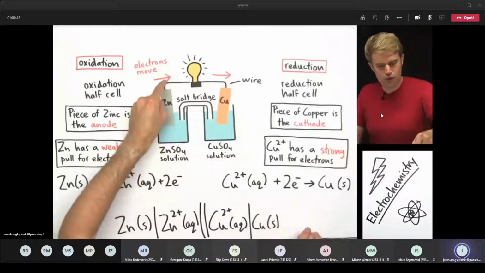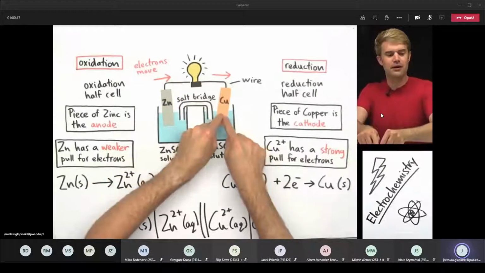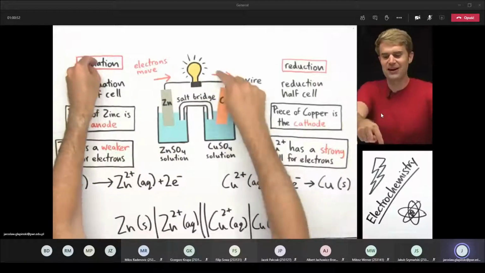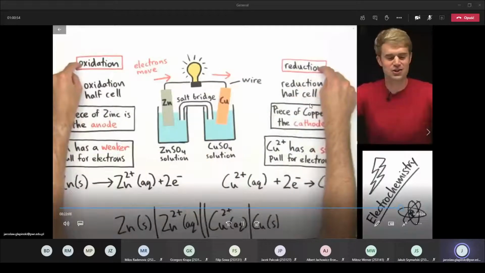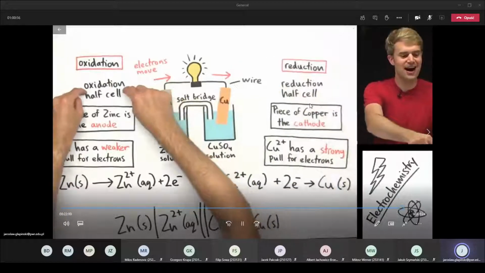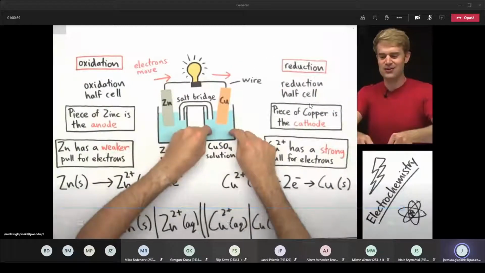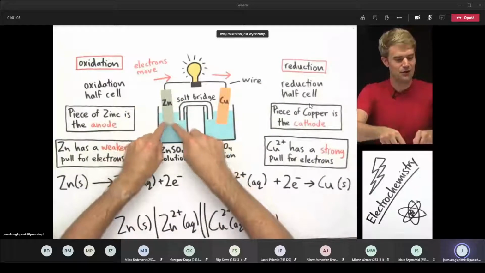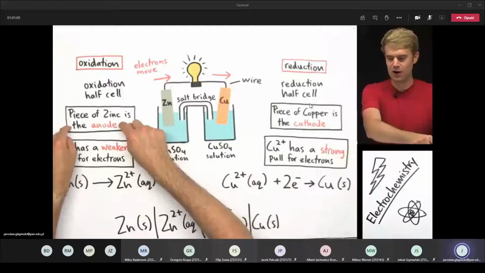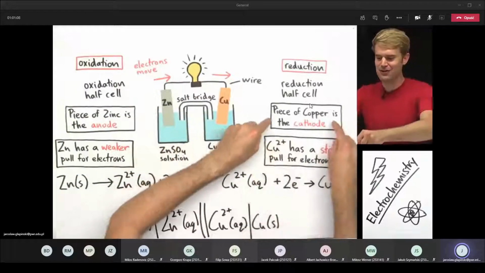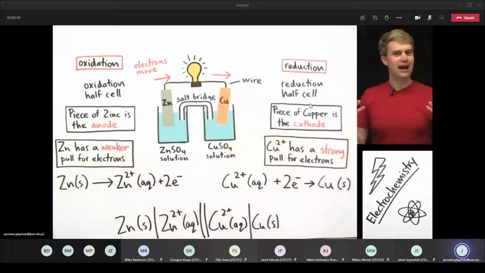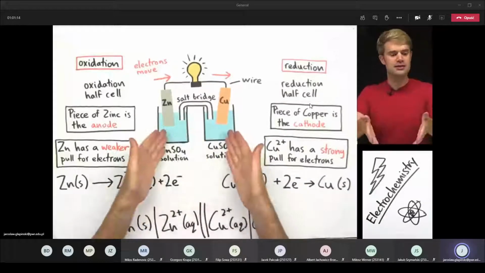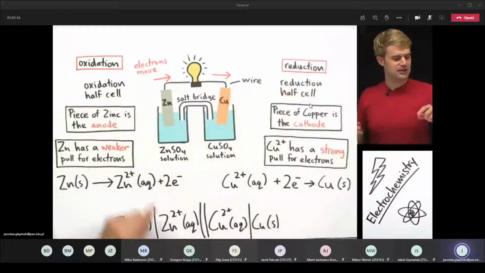As electrons move from the zinc to the copper, they are lost in the zinc, so oxidation takes place, and they're gained here in the copper, so reduction takes place over here. We call this the oxidation half cell, and we call this the reduction half cell. Because oxidation is happening over here, the piece of zinc is the anode, and because reduction is happening over here, the piece of copper is the cathode.